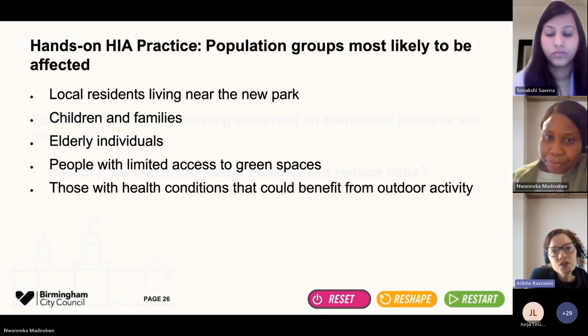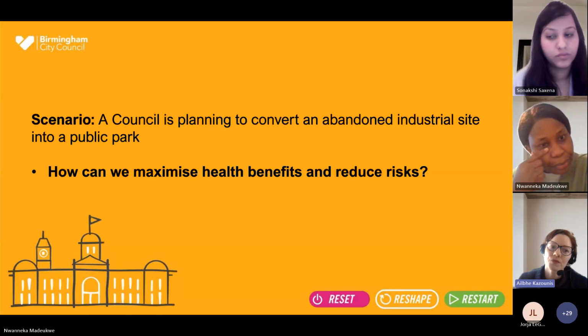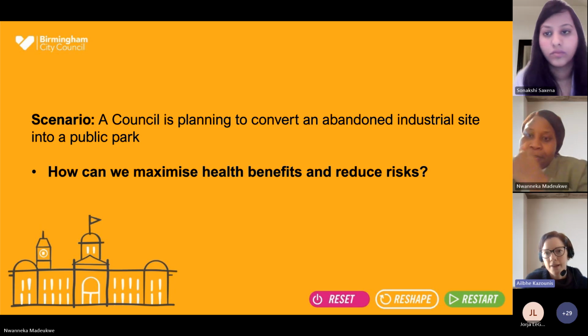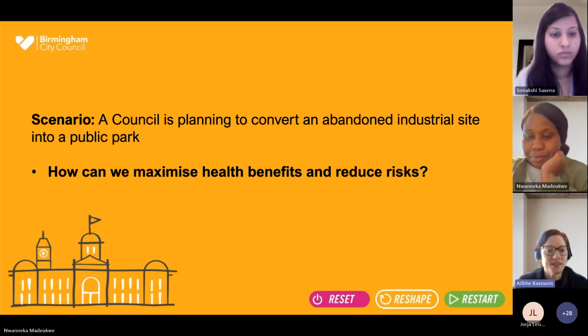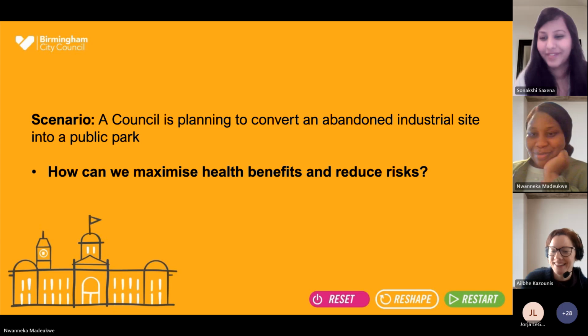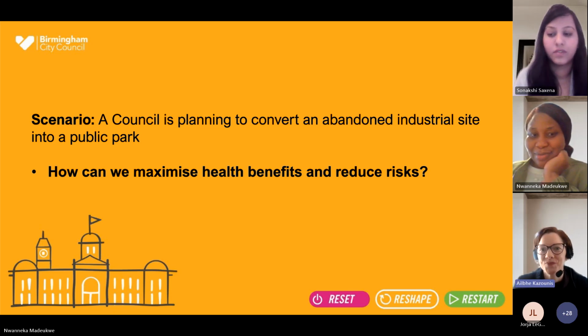Okay, so we'll go on to the fourth question. How can we maximize health benefits and reduce the risks associated with this scenario? So there's lots that can go into this. So if we think first about maximizing health benefits.